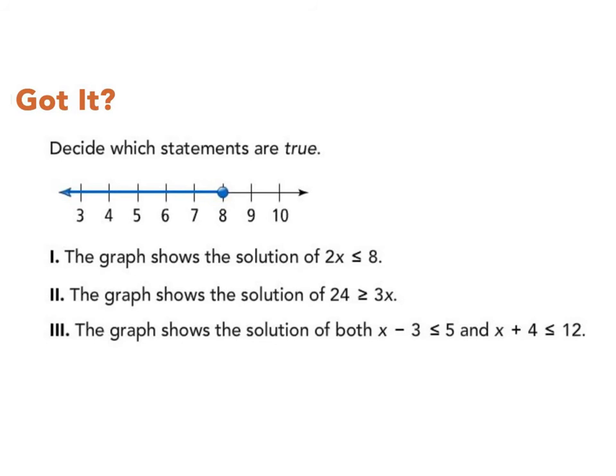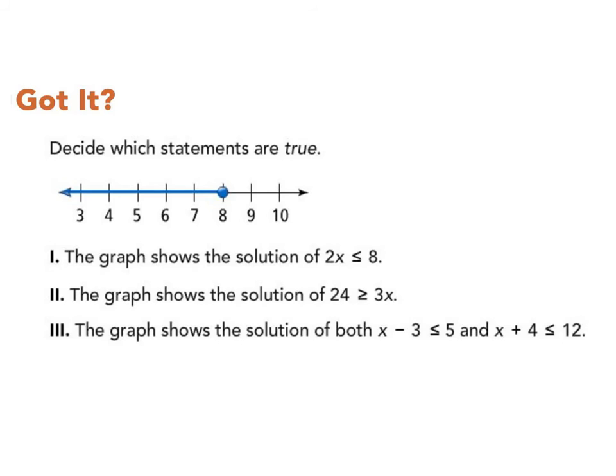First one, 2x is less than or equal to 8. What's the opposite of multiplying by 2? Dividing by 2. Both sides. On the left side, they cancel each other out. All I have left is x. On the right side, 8 divided by 2 is 4. Well, that graph does not show x is less than or equal to 4. Remember, this graph shows x is less than or equal to 8. So that doesn't work. So this one, no.